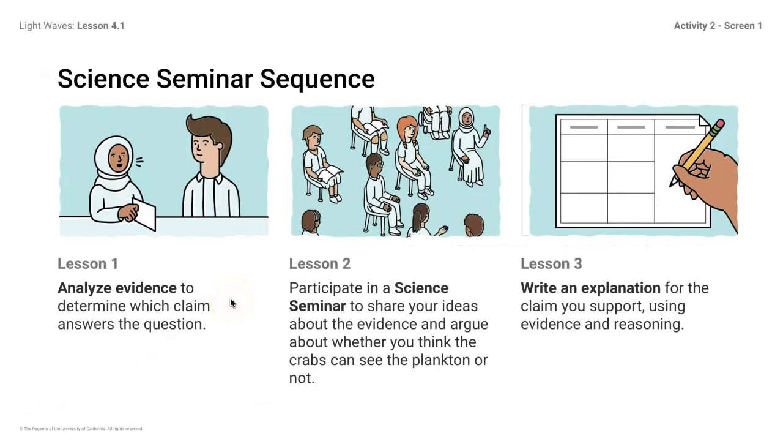In our science seminar sequence, in Lesson 1, you're going to analyze evidence to determine which claim answers the question. In Lesson 2, you're going to participate in a science seminar, which will come up next class period, to share your ideas about the evidence and argue about whether you think the crabs can see the plankton or not. And then Lesson 3, we're going to write an argument about the claim you support using evidence and reasoning.